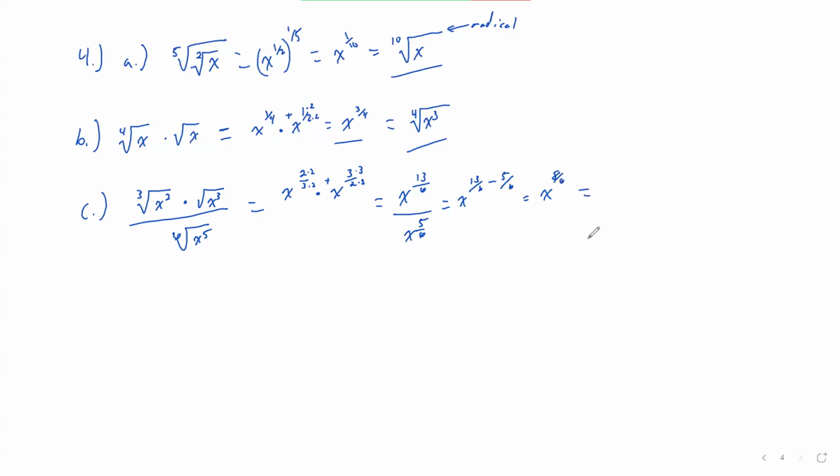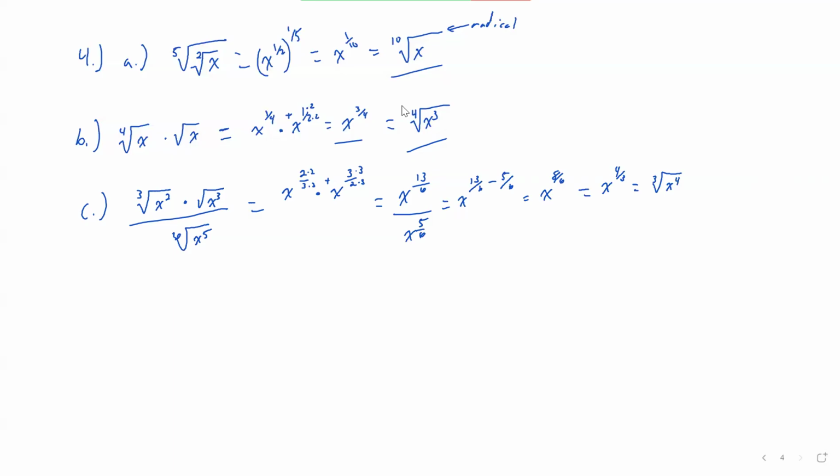Very good. And 8/6 would simplify down to 4/3. Totally agree. That would be the cube root of x to the fourth. What if I told you this is wrong? You didn't do anything wrong. This is technically a correct answer, but not the simplified version of the answer.